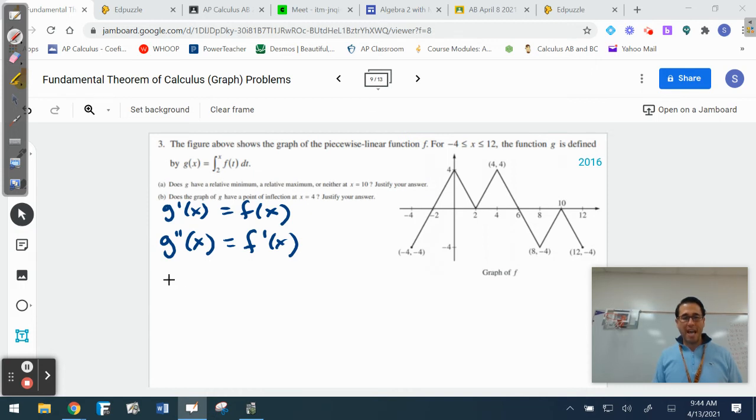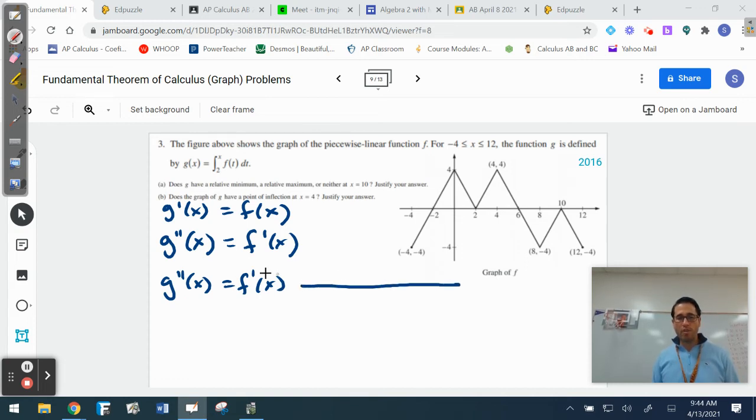So once again, I'm going to set up a sign analysis for the second derivative of G, or the first derivative of f. Now, why do I have to use the first derivative of f? It's because I'm given the graph of f. And what goes on that? Well, f prime would be the slopes of this. And the slopes would be where you would have a 0 or a DNE slope. And there's a lot of DNE slopes here. There's a corner right there. Remember, that would be a DNE.